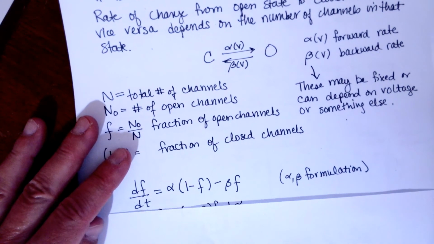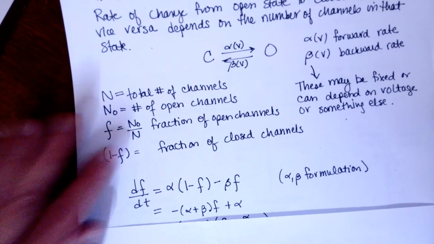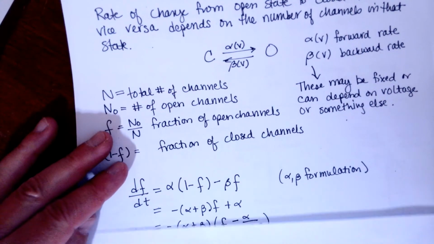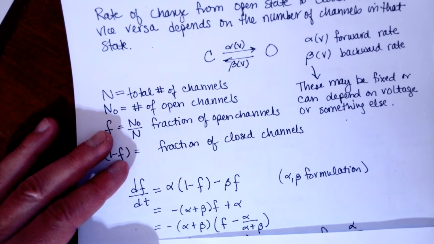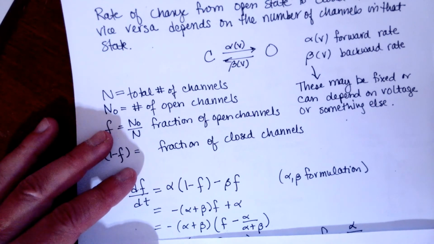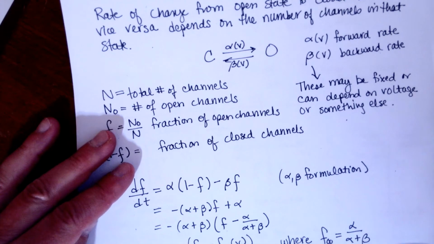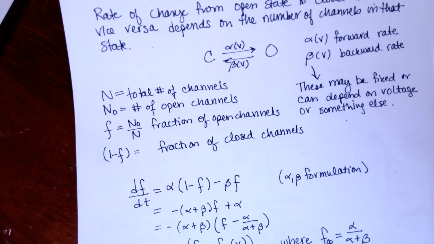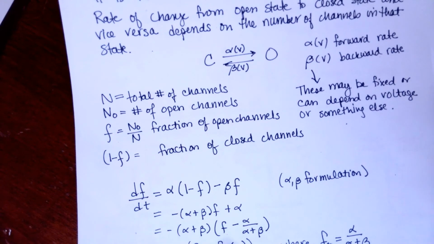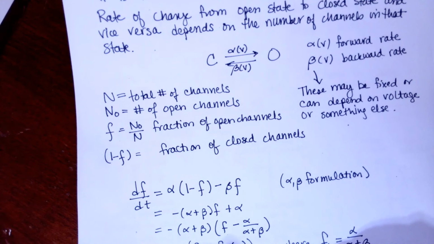that we're modeling. If I do a little bit of algebra and group my like terms and pull out this minus alpha plus beta, then I can rewrite this equation in a different formulation. Here, I'm going to let alpha over alpha plus beta be this term that we're going to call F infinity. And then I let 1 over alpha plus beta be tau, and so that ends up in my denominator.